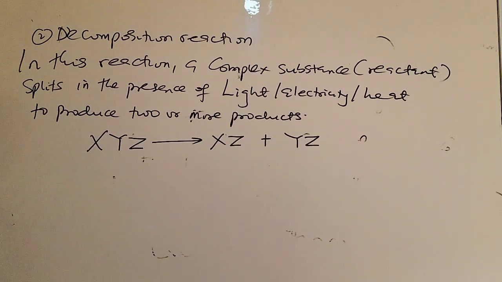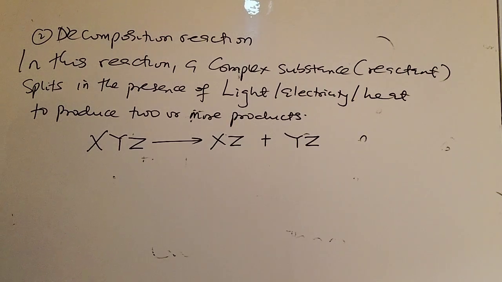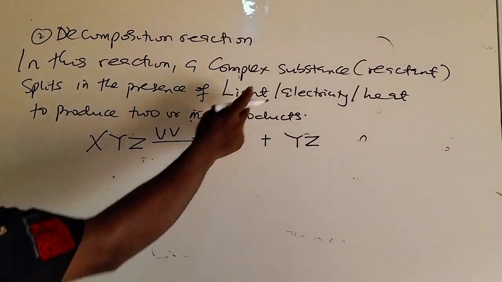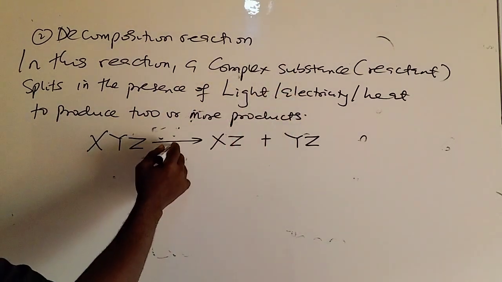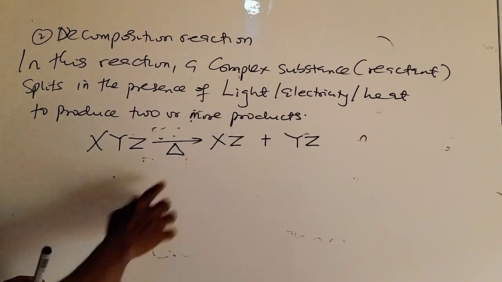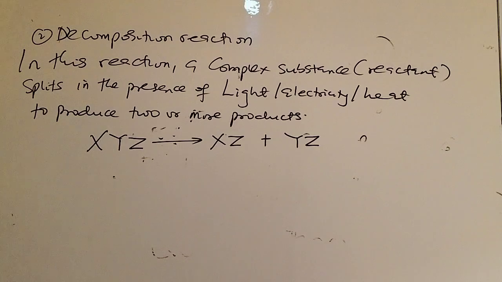So looking at this now, for this substance to split, there should be a kind of initiator or agent that can cause it to split. That agent can be UV, ultraviolet radiation, that is light, can be electricity, or can be heat, which can be signified sometimes with a triangle, meaning heat. So these are the initiators or the agents that can cause a substance to split.